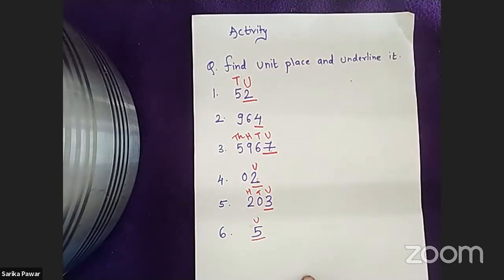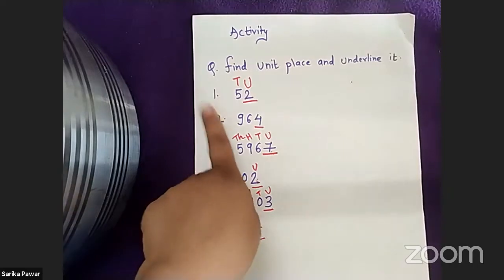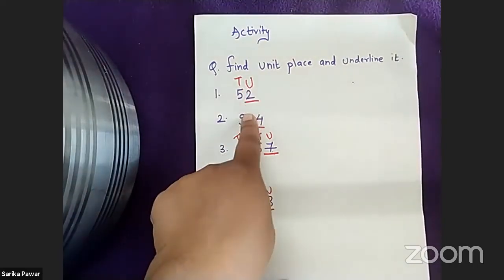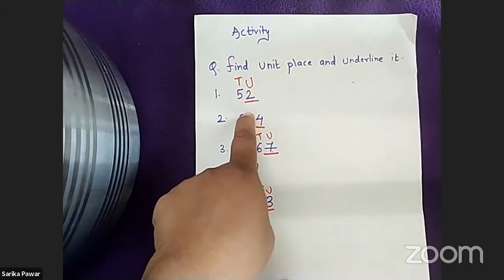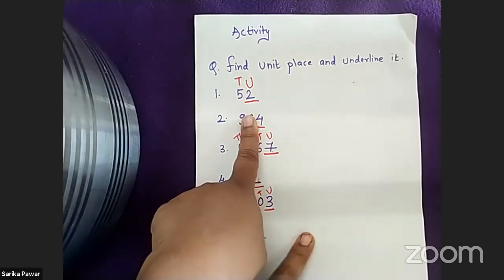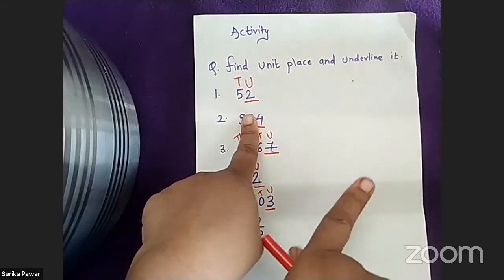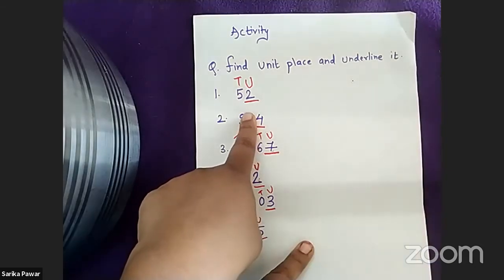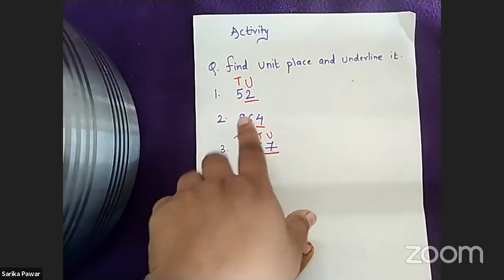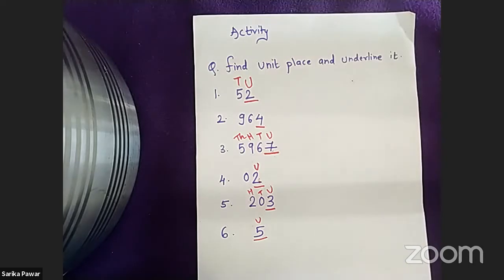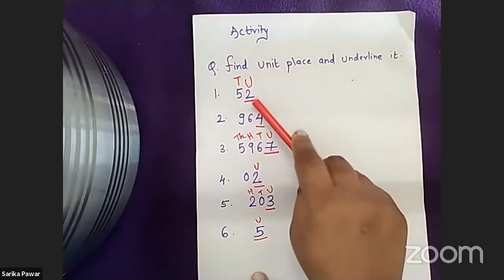Now see here. In question number 1, number 52, and unit place is 2. Keep in mind all of you now. If you are able to find out the unit place, then only you can solve the practice set number 33. If you are not able to find the unit place, then you will not be able to solve the problems. It will be very difficult for you. So listen here, unit place is 2.